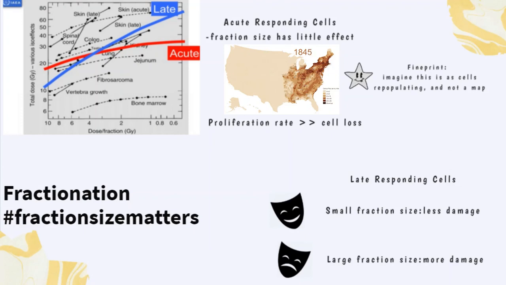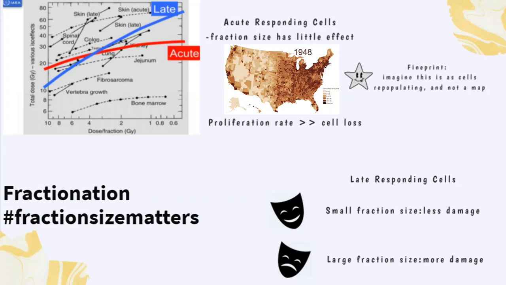You see that the damage done to acute responding cells due to the fraction size is not very different. You have a small fraction size and a large fraction size on acute responding tissues, and the damage variation is not very different. Whereas for the late responding cells, a small fraction size will require a large total dose to cause the same effect, when you use a large fraction size that only needs a very small total dose.